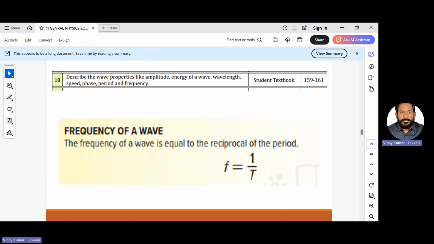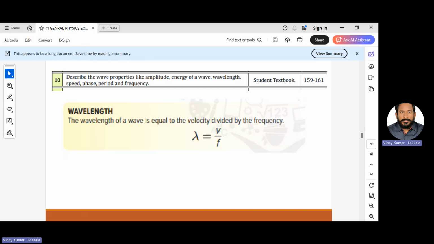F is equal to 1 by T, the formula for frequency. It's the reciprocal of the time period. From this also you can calculate numericals. Frequency will be given and the time period is asked, or the reverse. Next, units: frequency is hertz, time period is second. You can write per second also as the unit for frequency. Almost all questions on periodic motion and wave properties are very simple.